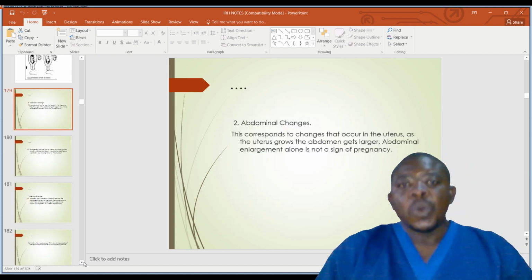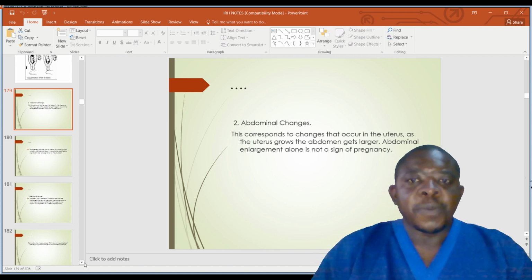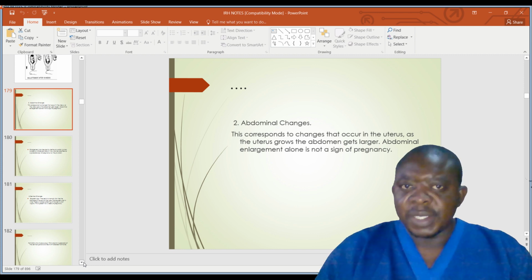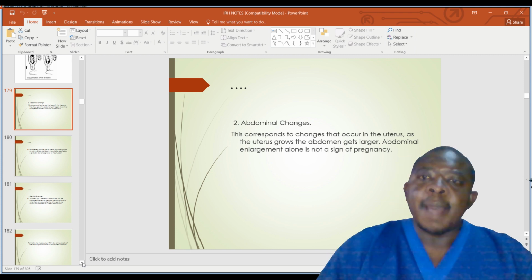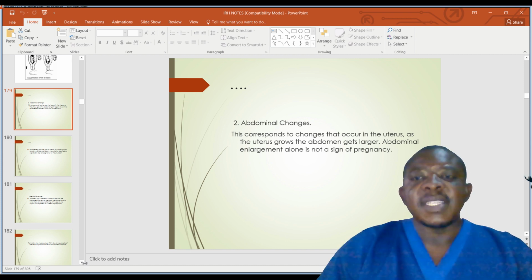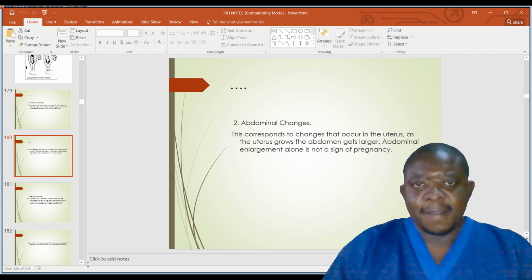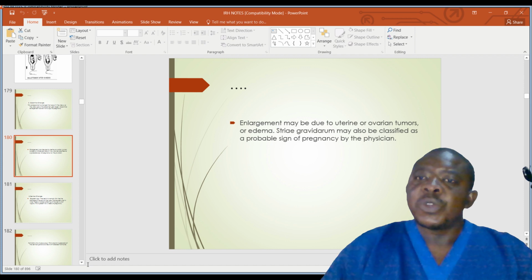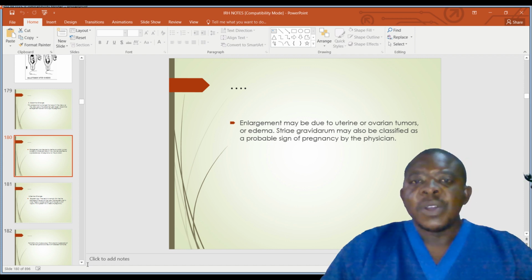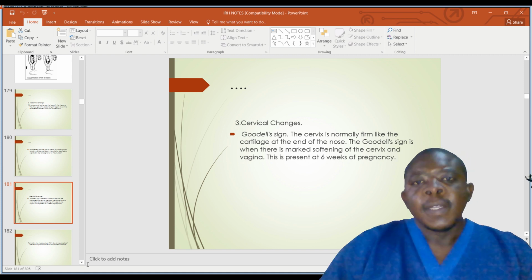Abdominal changes as a probable sign of pregnancy. This corresponds to changes that occur in the uterus. As the uterus grows, the abdomen gets larger. Abdominal enlargement alone is not a sign of pregnancy. That is why it is called a probable sign. Enlargement may be due to uterine or ovarian tumors or edema. Striae gravidarum may also be classified as a probable sign of pregnancy by the physician.